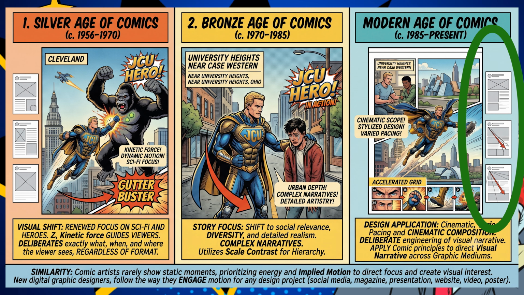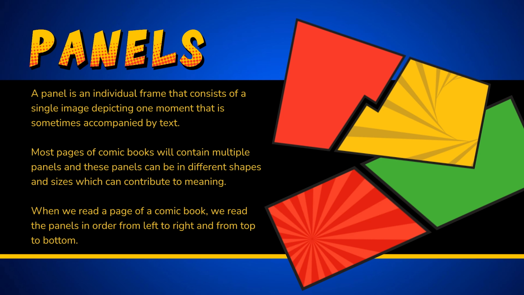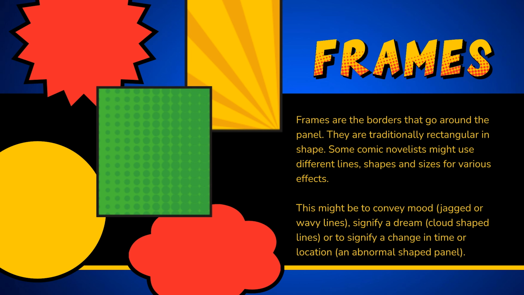Let's dive into the structural features, the building blocks that define how a comic book is put together. Panels are the individual frames that contain an image and sometimes text. These panels are typically read from left to right and top to bottom, with their various shapes and sizes directly influencing how the reader interprets the story. Frames are the borders around the panel. While traditionally rectangular, creators may use different lines, shapes, and sizes to signal changes in time, location, or even to convey a specific mood, such as dream sequences.